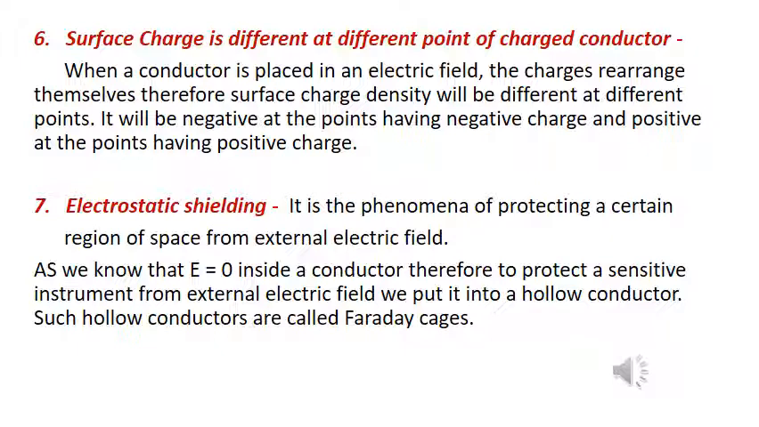The seventh and last point is electrostatic shielding. Electrostatic shielding is the phenomenon of protecting a certain region of space from an external electric field. As we know that E is equal to 0 inside a conductor, therefore, to protect a sensitive instrument from an external electric field, we put it into a hollow conductor. Such hollow conductors are called Faraday cages.